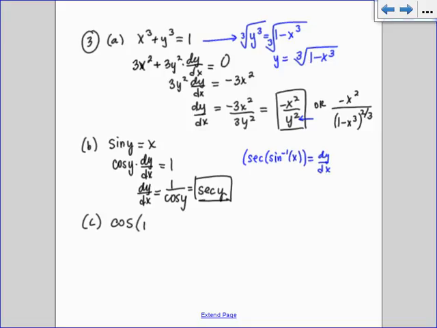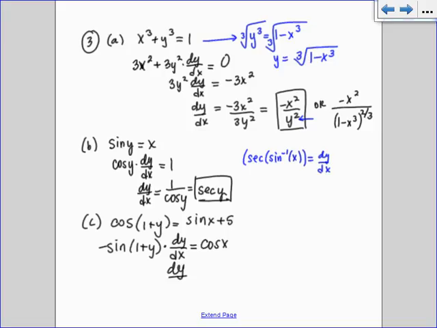Okay. And then C. This one we have cosine of 1 plus y equals sine of x plus 5. If we're taking the derivative of cosine of something, it's going to be negative sine of something times the derivative of the something. So what's the derivative of 1 plus y? It's just dy over dx, because it's a y term. And the derivative of sine of x is cosine of x, and the derivative of 5 is 0.